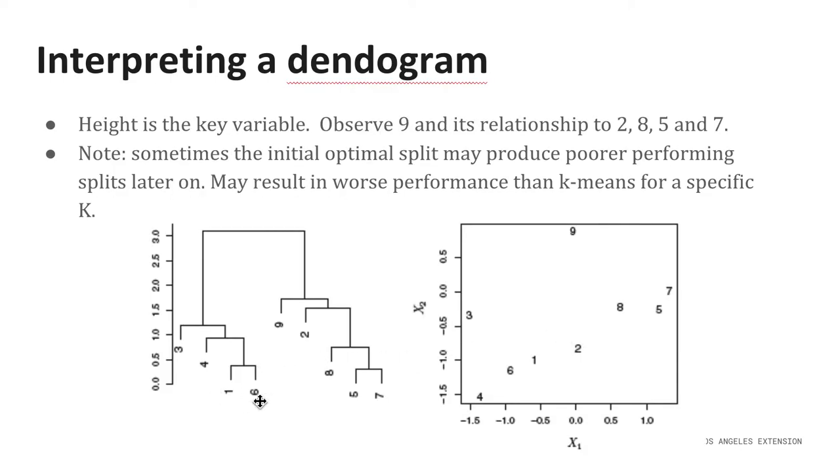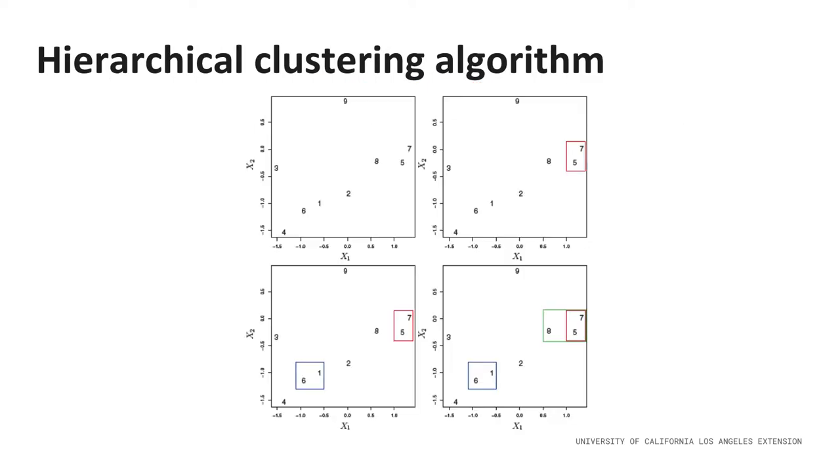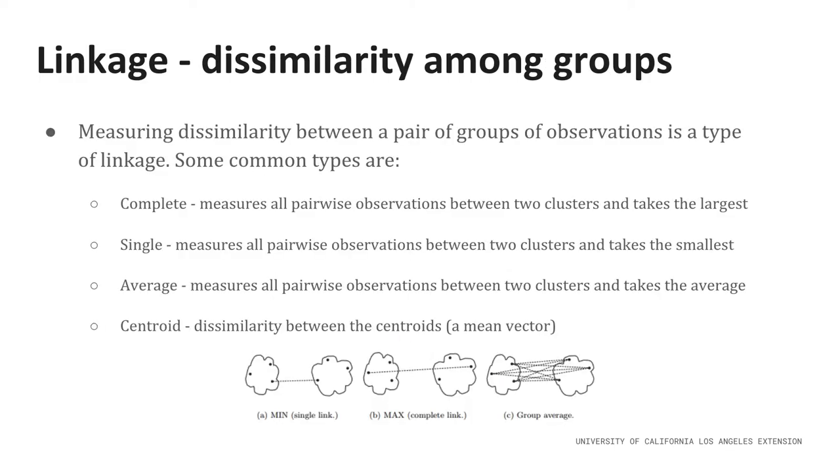And yeah, so we saw that 6 and 1 joins with 4, and so they formed a branch here, and then it looks like 3 was closer to that, and then 2 falls closer to the other branch. So that's how the hierarchical clustering algorithm works.